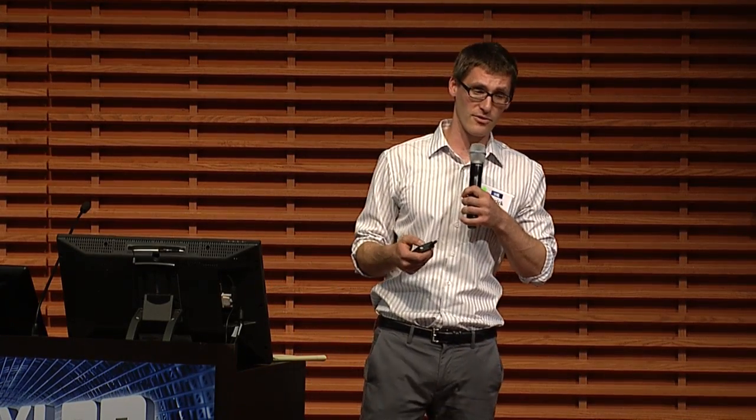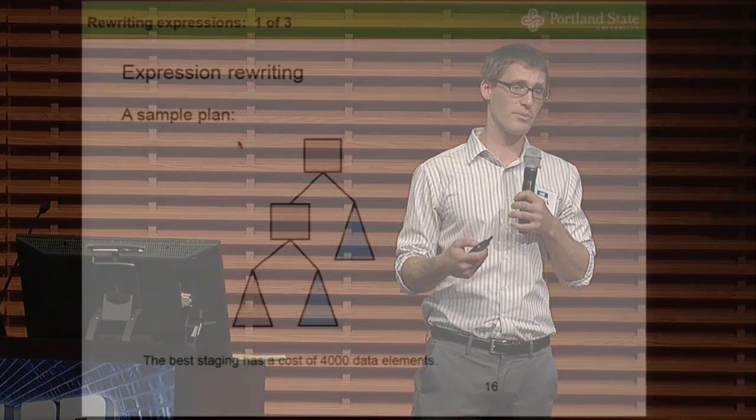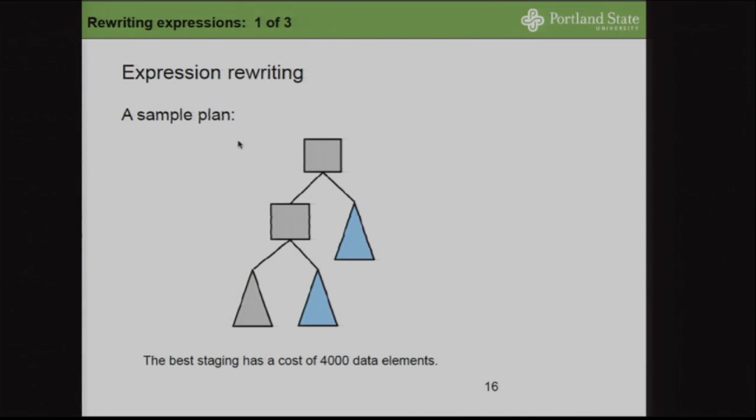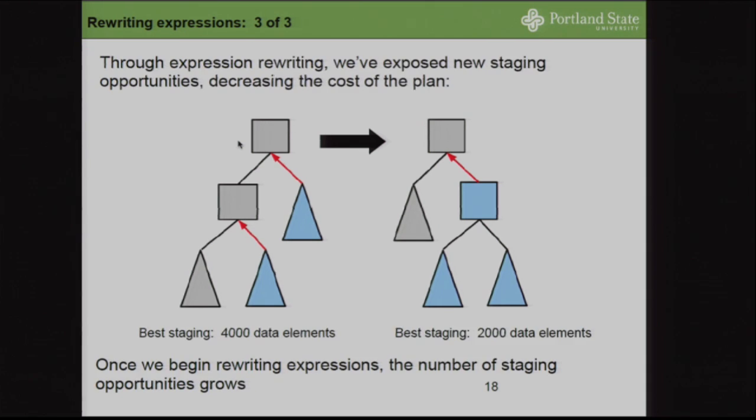This leads us to our second strategy, which is expression rewriting. Again, leveraging lessons from database technology, we can take a plan with a certain staging and rewrite it, for example, using association. And in this particular example, we've cut the amount of data moved in half.